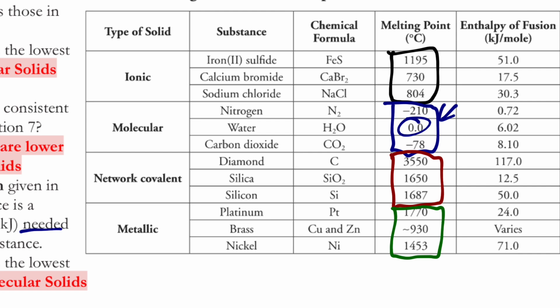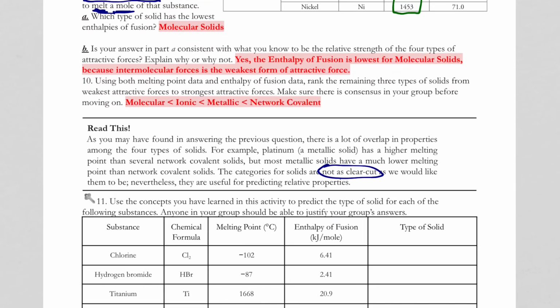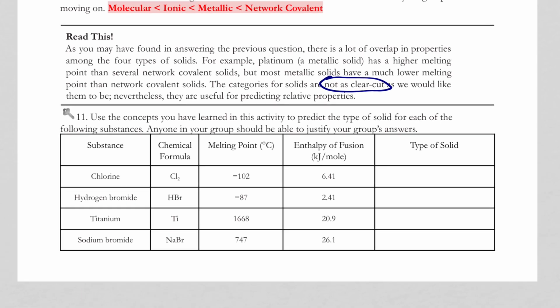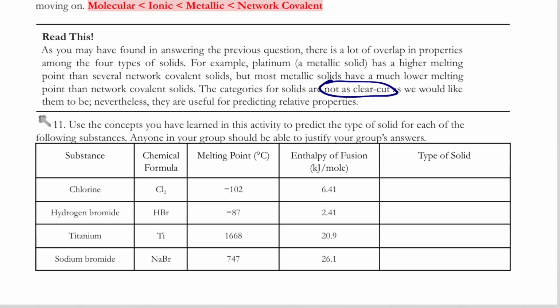Like we talked about, platinum and nickel are kind of exceptions. Diamond, carbon, is just really, really high. That's 3,000 degrees Celsius before it melts. So all those suggest that there is a relative relationship between the types of solids as well as the type of intermolecular attractive force that's holding them together.